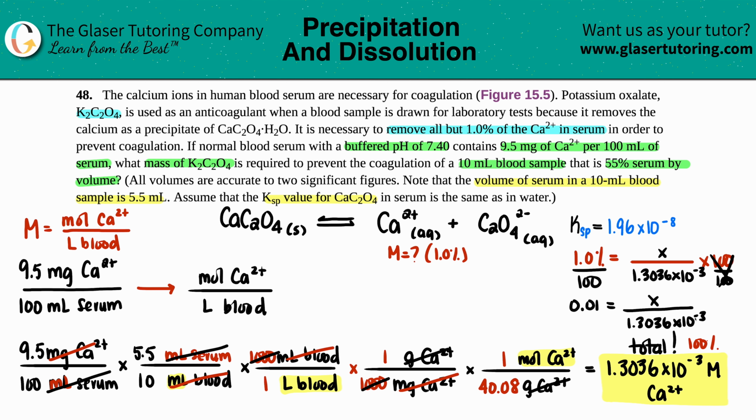1.3036 times 10 to the negative third times 0.01. And now here's my 1% remaining. My 1% remaining is 1.3036 times 10 to the negative fifth molarity. That's what's remaining in the solution. So I'm just going to be putting that all over here just to show you guys.